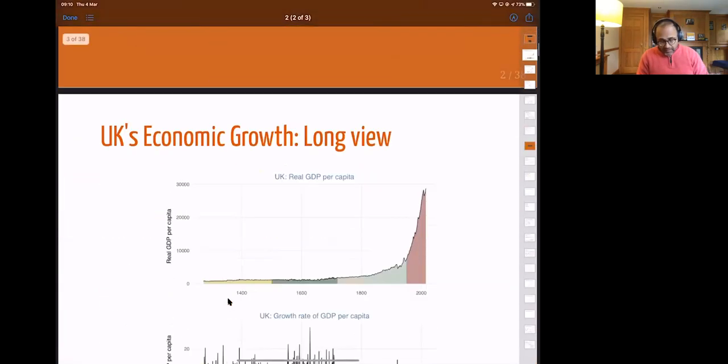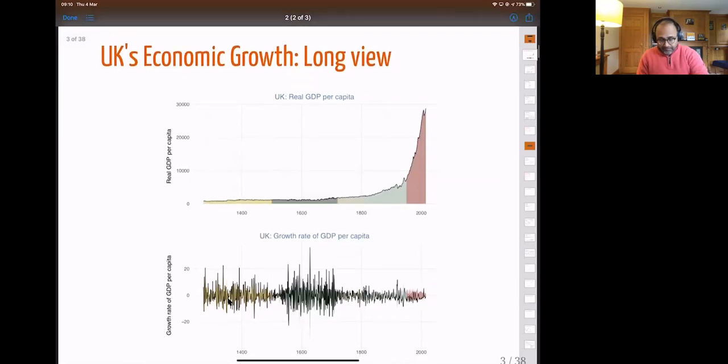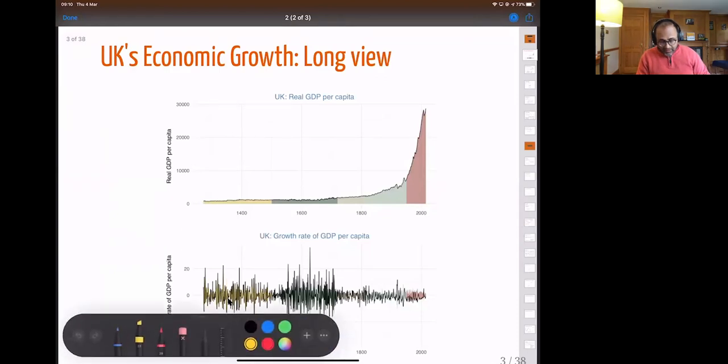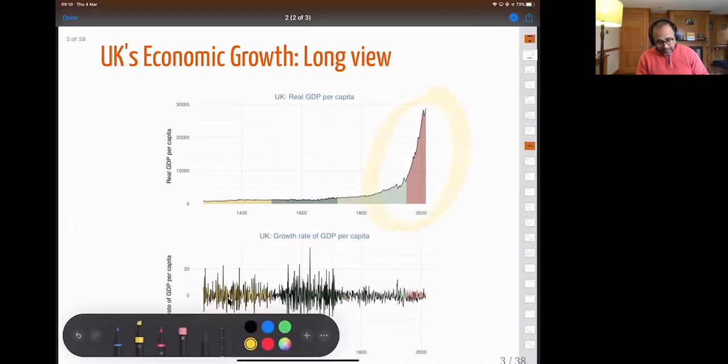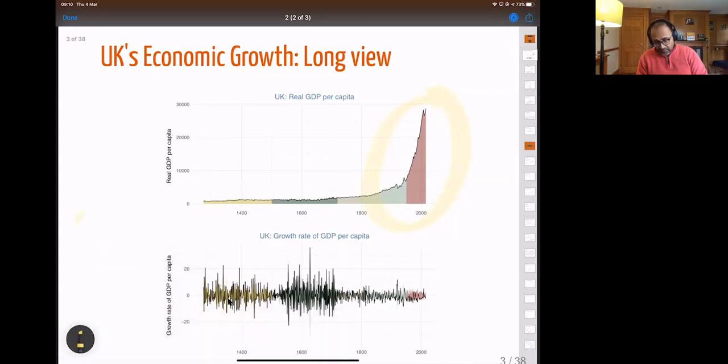Okay, let's start with something simple. This is the UK's economic growth's long view. It starts from about 1000 AD, and goes to present day. As you can see, there are lots of interesting things here. The first interesting bit is in this area here. What's interesting is that this bit is so different from what happened before.